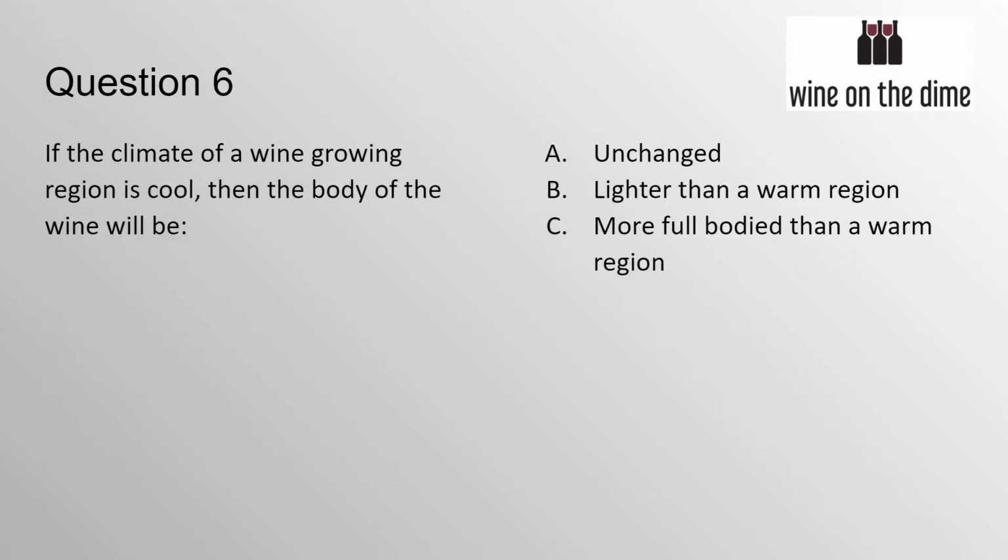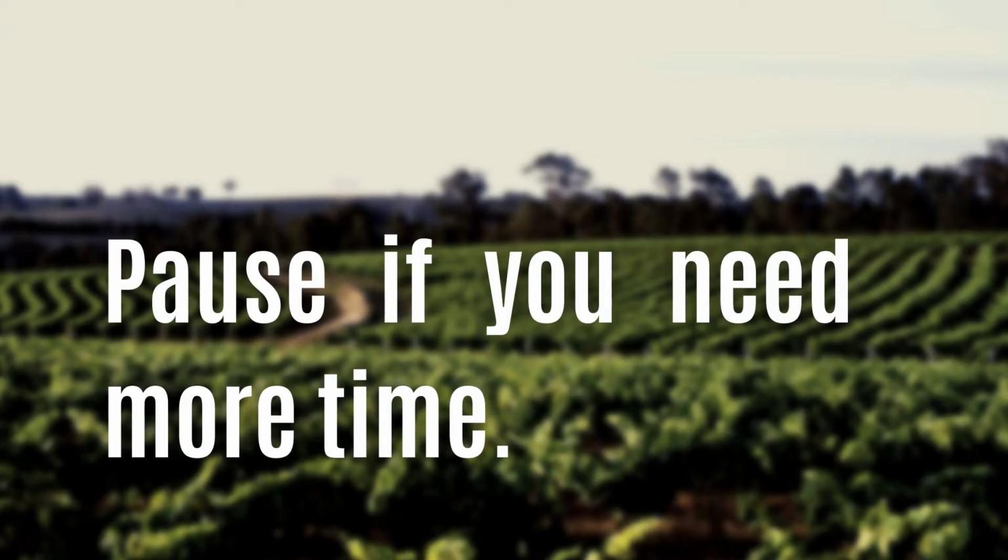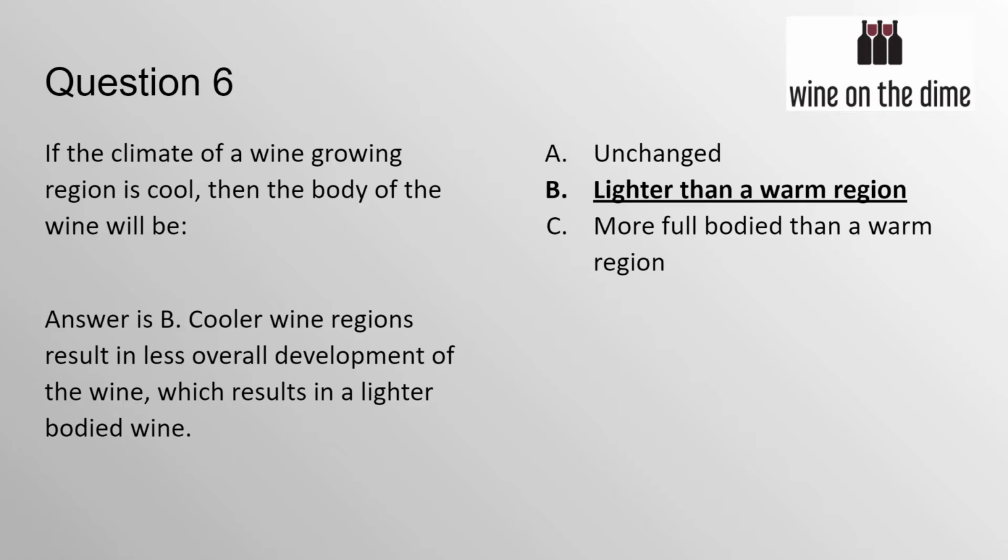Question number 6. If the climate of a wine-growing region is cool, then the body of the wine will be A, unchanged, B, lighter than a warm region, C, more full-bodied than a warm region. The answer here is B. Cooler wine regions result in less overall development of the wine, or the grape, which results in lighter-bodied wine.